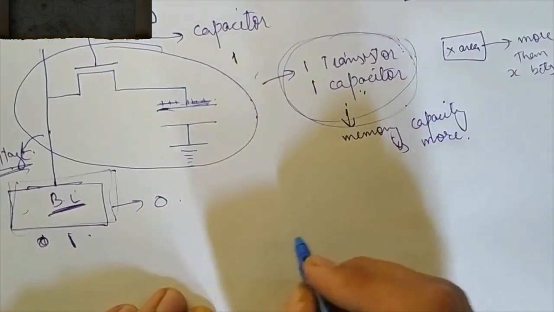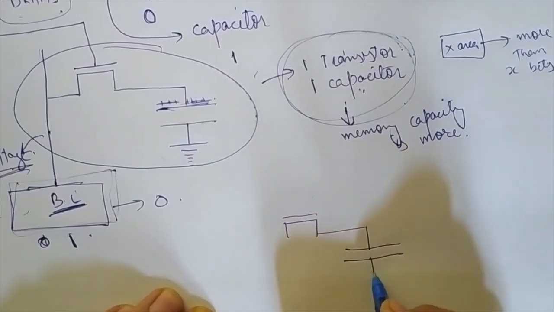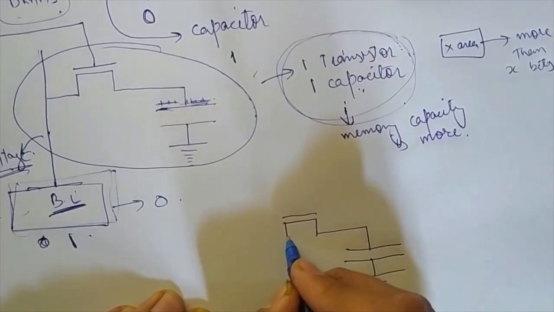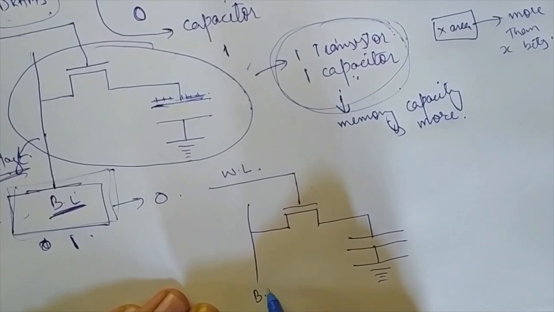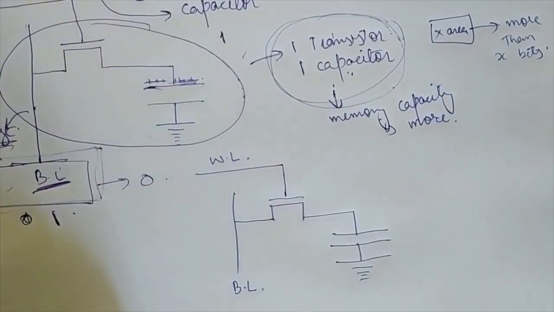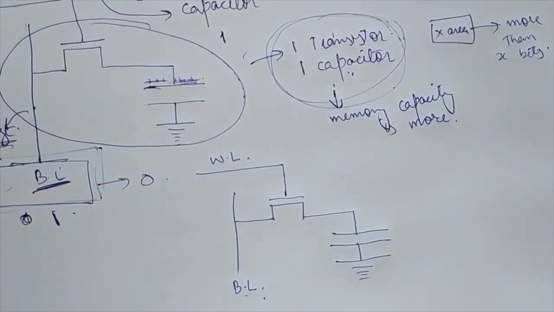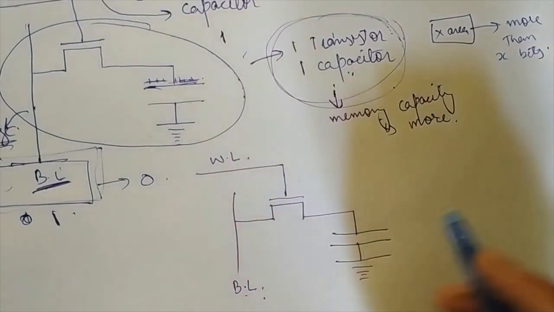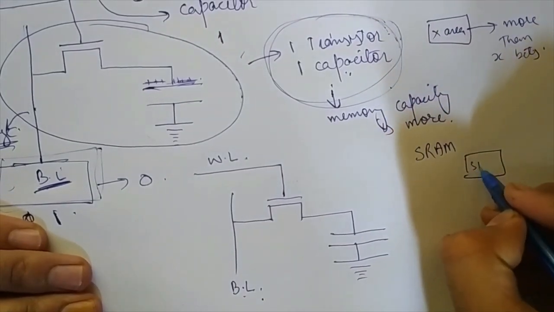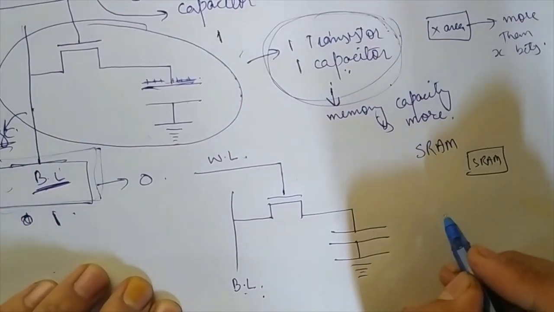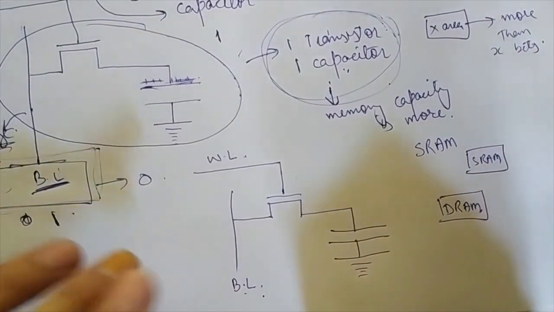Now, this is the structure of a DRAM cell. This is our word line and this is our bit line. So instead of two bit lines as in an SRAM cell, here we have only one bit line, and the word line has the same functionality as in SRAM cells. Since we have already discussed how we can make larger SRAM memories using SRAM cells, a similar procedure can be applied for DRAM modules as well. So using DRAM cells, we can create larger memories.